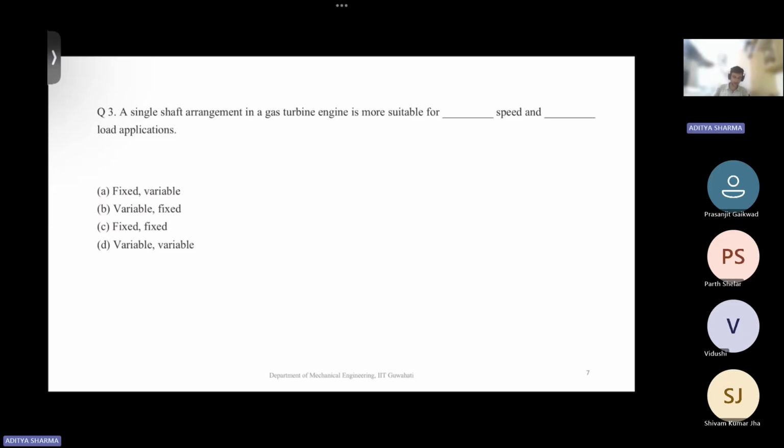So question number 3 says that a single shaft arrangement in a gas turbine engine is more suitable for dash speed and dash load applications. Twin shaft has been discussed. We have discussed why the twin shaft arrangement is used. Now the question asks about the single shaft arrangement, why we use it.